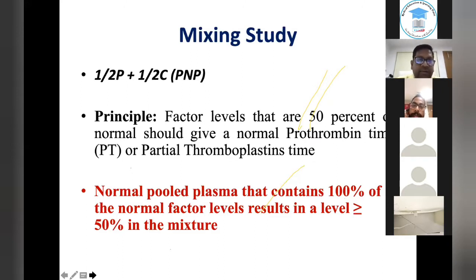So a mixing study with half patient and half control, that is pooled normal plasma. How this mixing study actually works is that the PNP has nearly 100% of each factor. If you do half control, that means you are mixing in 50% of all factors. Even if the factor level in the patient's plasma is 0, the mixture achieves a 50% factor level. And once it achieves a 50% factor level in any mixture, it will produce a near normal PT and APTT result.